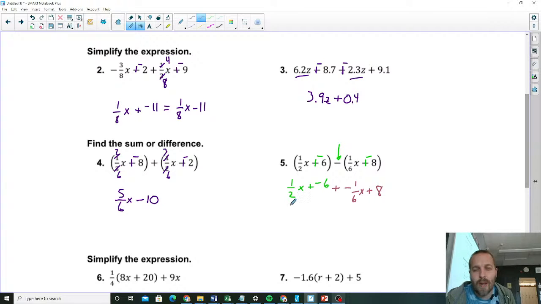Now to add 1/2 with 1/6, we've got to get a common denominator of 6. So this becomes a 6, this becomes a 3. 3 plus negative 1 is going to be 2. So we have 2/6 x. Now, negative 6 plus 8 is plus 2. But we like to have simplified fractions, so 2/6 can actually be simplified to 1/3. So we have 1/3 x plus 2.